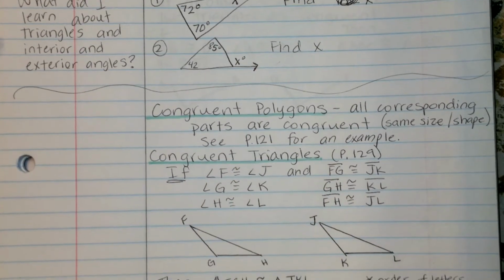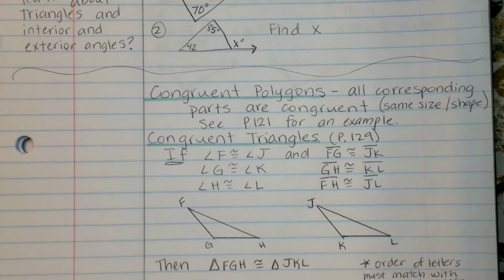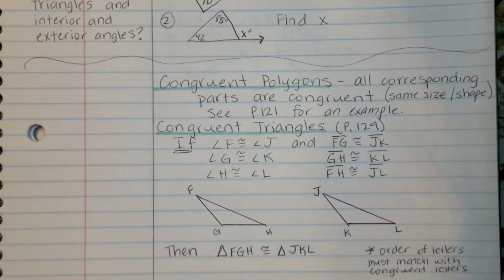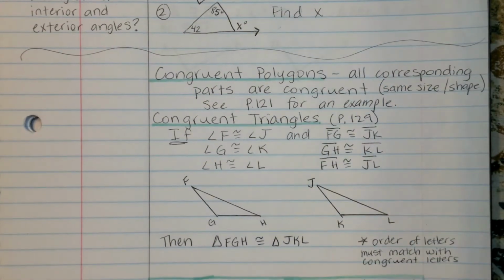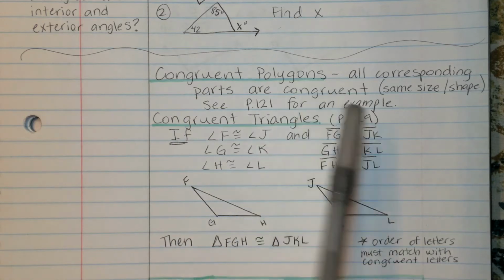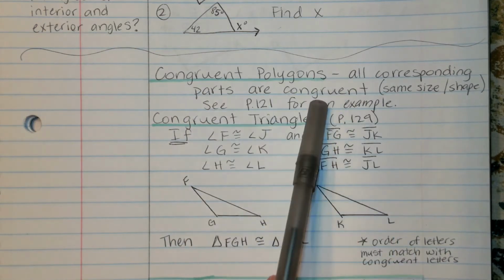Okay, you will probably have to pause to copy all of this down. Pause if you need to, and I'm just going to start going, okay? So what this says is a vocabulary word, congruent polygons. And in congruent polygons, all corresponding parts are congruent.